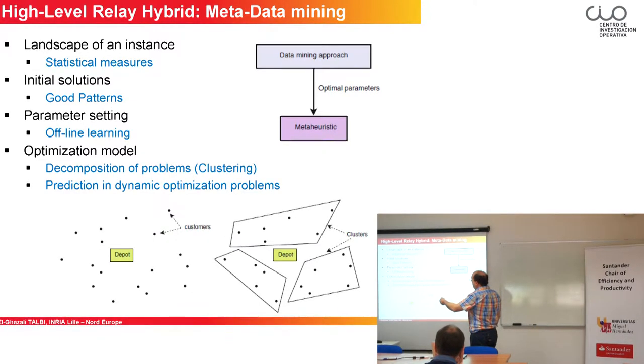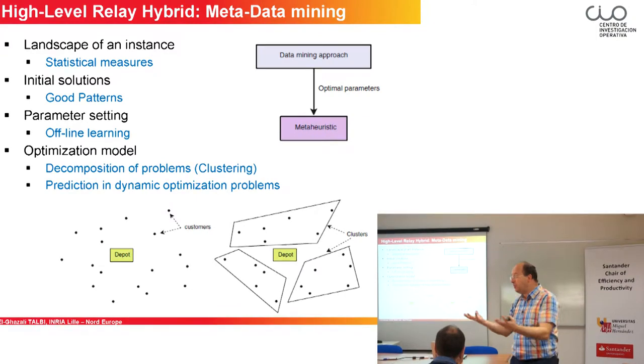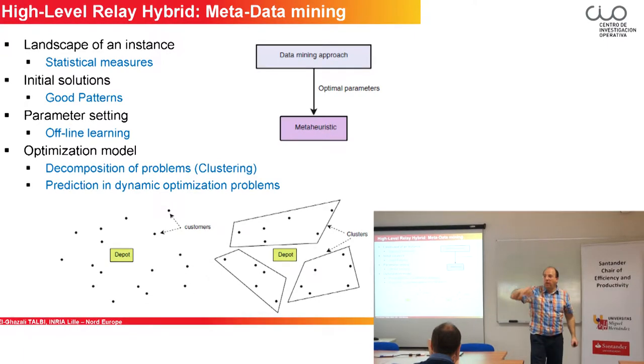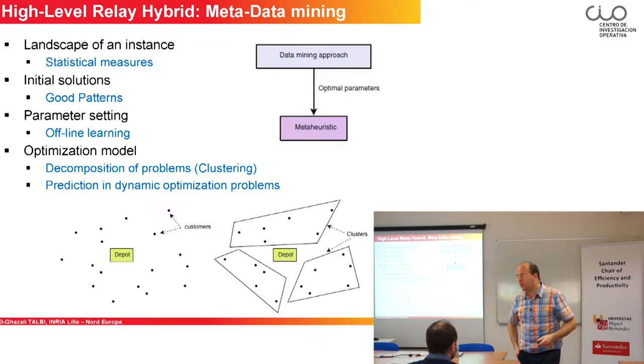And then you can find some good patterns. If you generate a lot of solutions, you will find good patterns in those solutions using some machine learning. You can decompose, as I told you, and you can do some prediction. If you have dynamic problems, for instance, a new client, you can do some prediction using classification algorithms from a database that tells you the probability of having a client at this point, at this time. So it helps you to be more reactive. So a lot of machine learning algorithms can be used to help mathematical programming and to help metaheuristics solve the problem more efficiently.